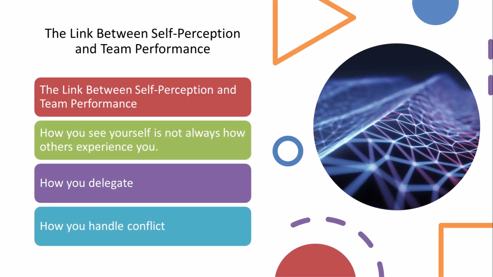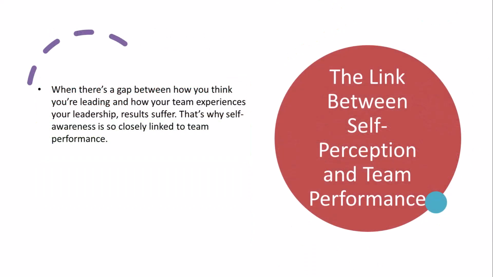The link between self-perception and team performance. Here's the leadership paradox. How you see yourself is not always how others experience you. Self-perception affects how you delegate, how you handle conflict, how much you trust your team, how your team trusts you. When there's a gap between how you think you're leading and how your team experiences your leadership, results suffer. That's why self-awareness is so closely linked to team performance.